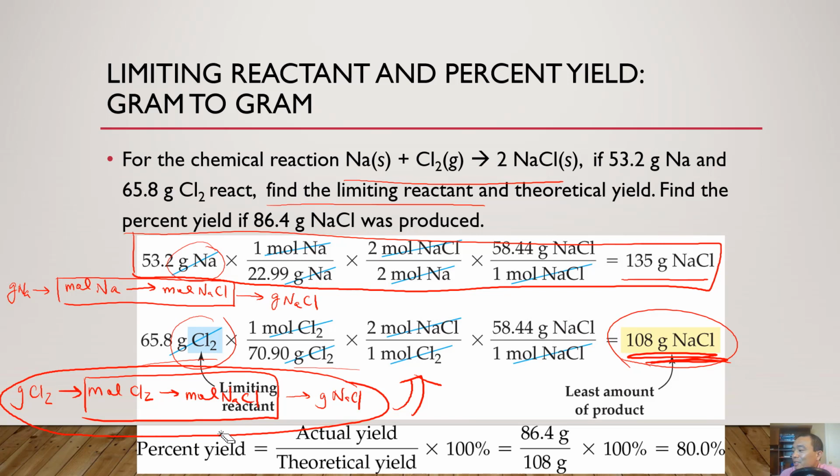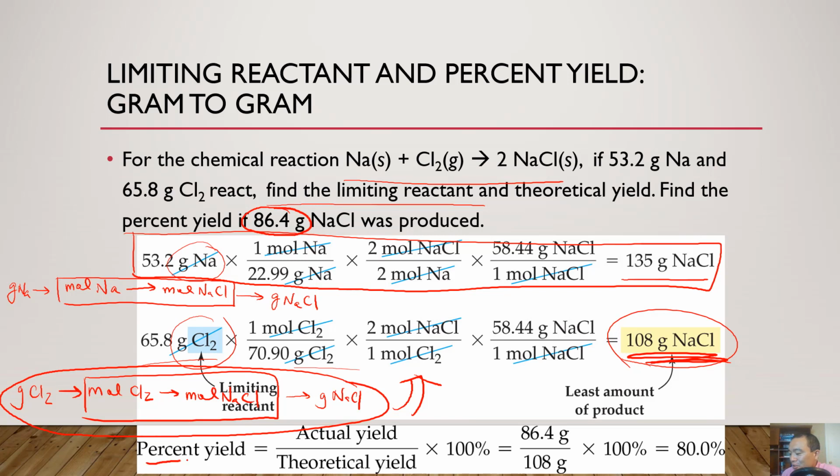It's given that 86.4 grams are produced. So it's telling you this many grams are actually produced. That's the actual yield. It's not the theoretical yield. The theoretical yield is calculated based on the analysis we just went over.